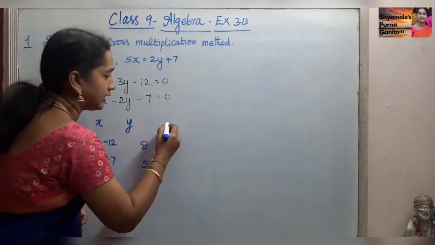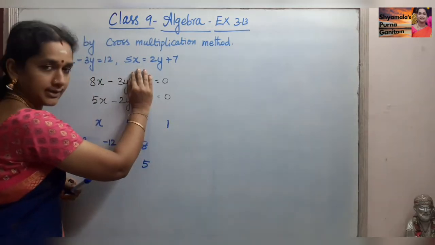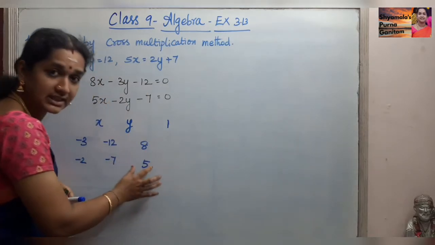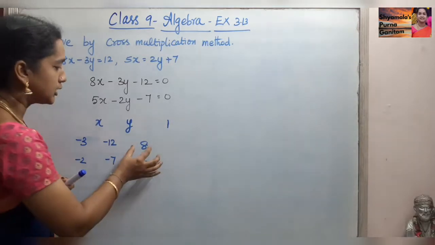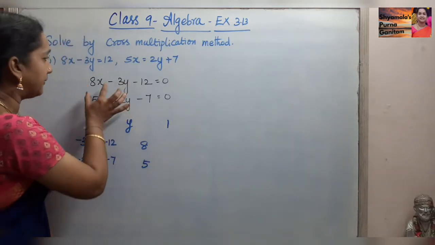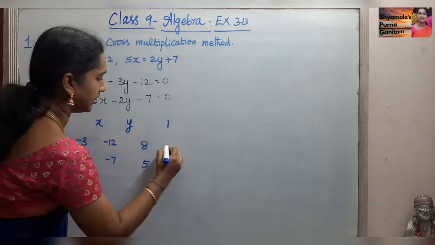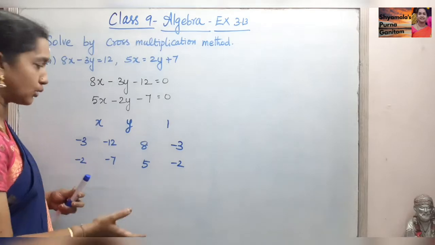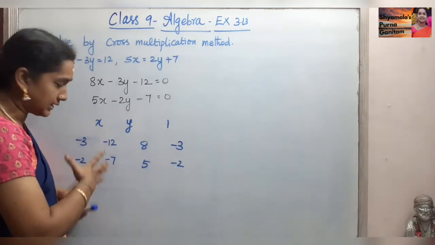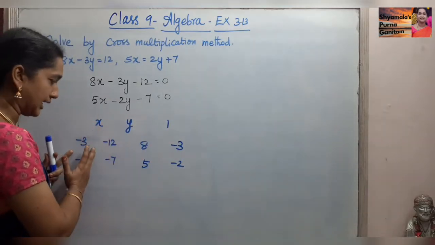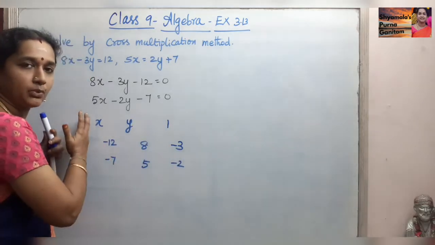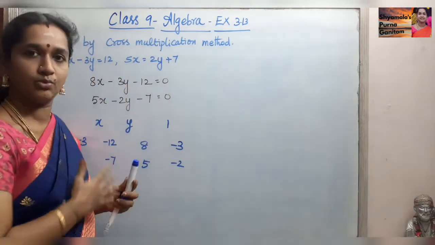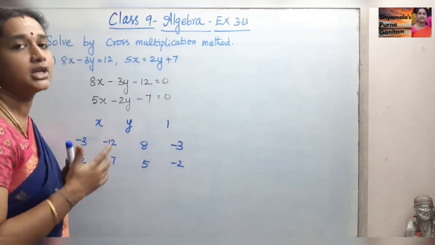Then if we take the constant term, below that we will write the coefficient of x and the coefficient of y. So x is already there, 8 and 5. Then the coefficient of y, minus 3 and minus 2, we will write. When we write it like this, the coefficient of y will be on both sides. Whatever coefficient you write first will be in the last also, so you can cross check this.